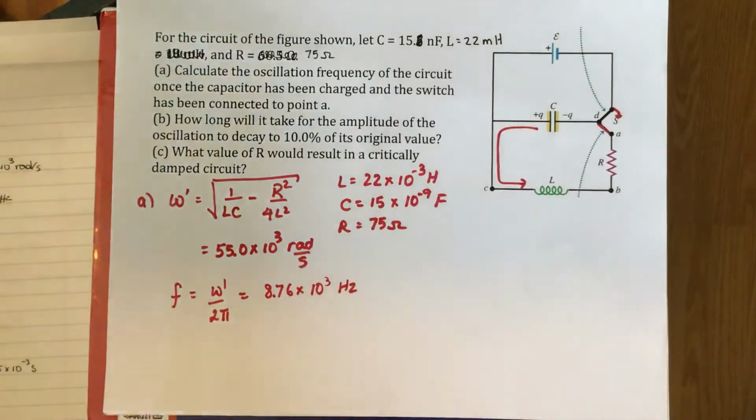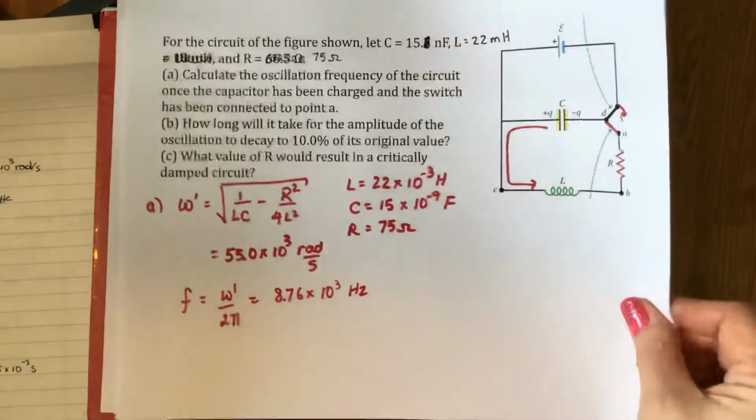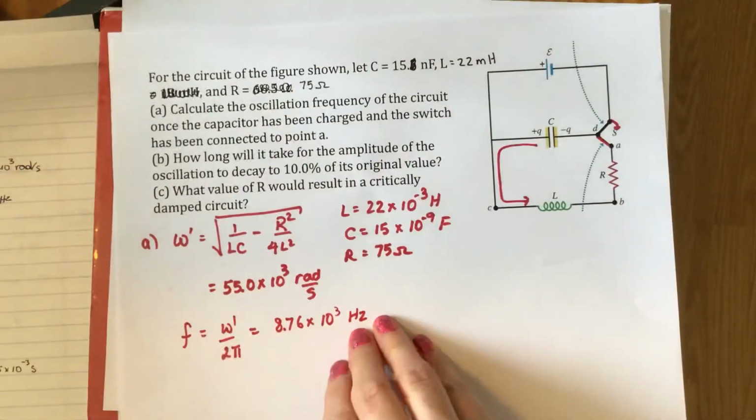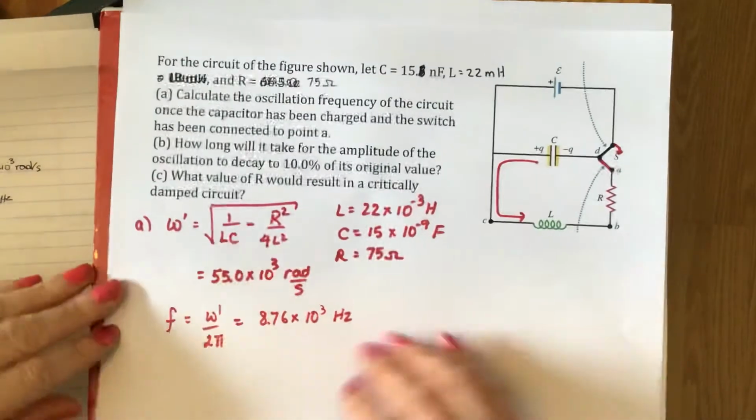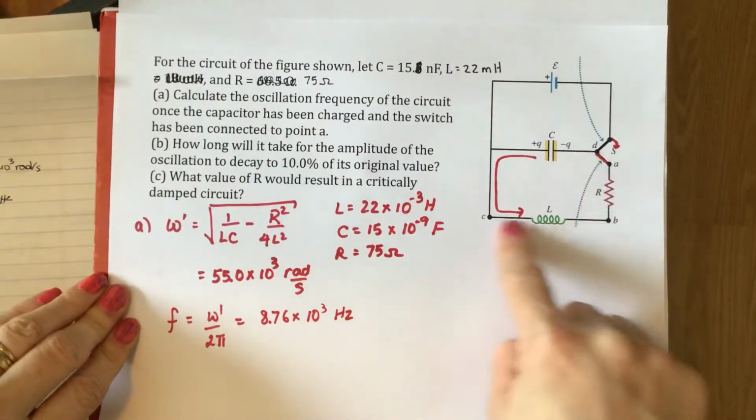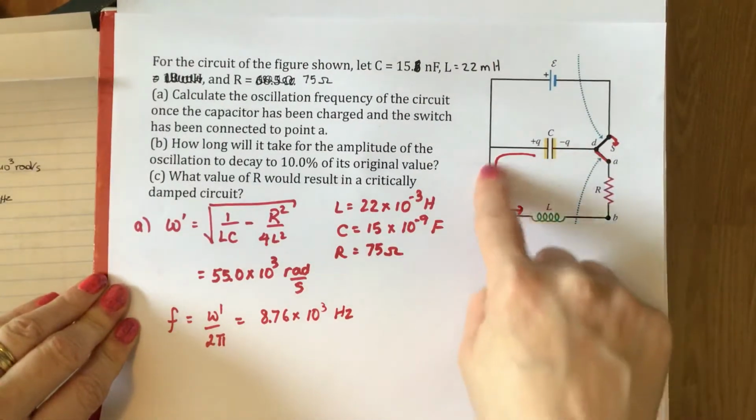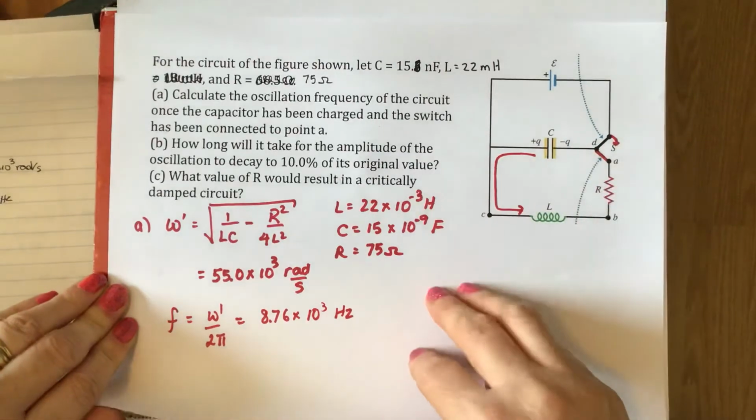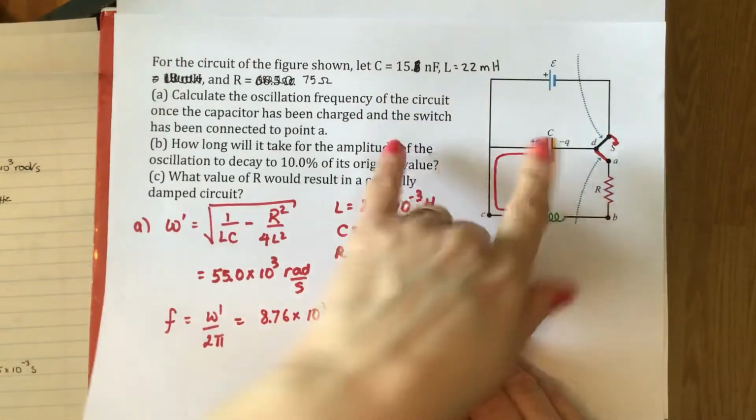Part B: how long does it take for the amplitude of oscillation to decay to 10% of its original value? Let's make sure we know what's going on here. As it oscillates back and forth, the current flips back and forth, and every time it goes through the circuit it loses a little bit of energy, so the charge on that plate decreases over time.